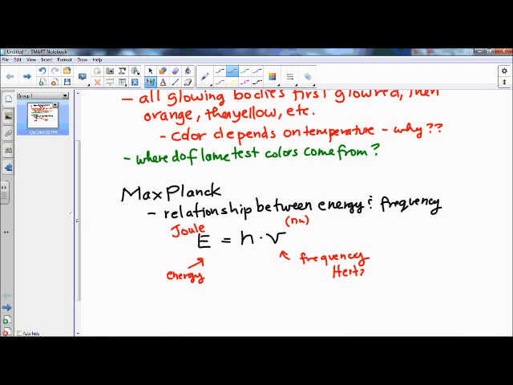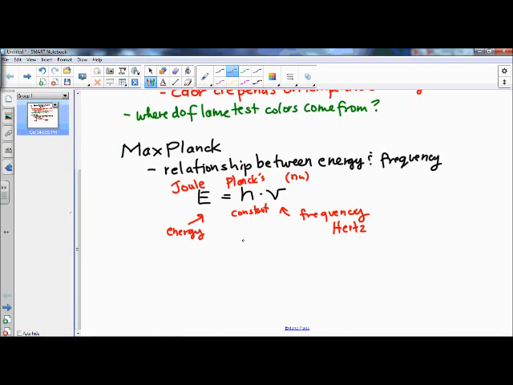Now, what is this? This is the constant that Planck had developed, that was necessary to show the relationship between energy and frequency. And it is called Planck's constant. Now, a constant stands for a particular number that's always fixed. Planck's constant is 6.626 times 10 to the negative 34. So this means the amount of energy contained in radiation is equivalent to Planck's constant multiplied times its frequency.